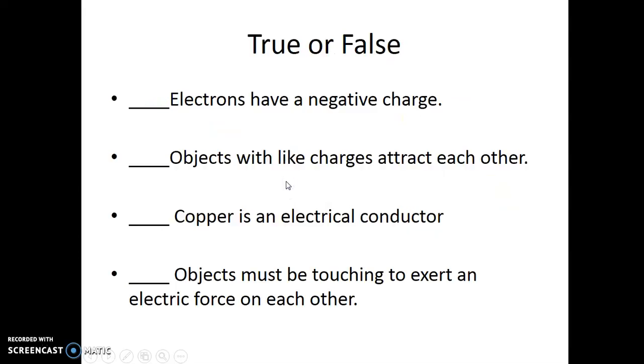And then we also discussed this. Electrons have a negative charge. Did you think that was true or false? Objects with like charges attract each other. Did you think that was true or false? Copper is an electrical conductor. True or false? And objects must be touching to exert electric force on each other. True or false? So hopefully by the time you're done with this video, you'll be able to answer all these questions.